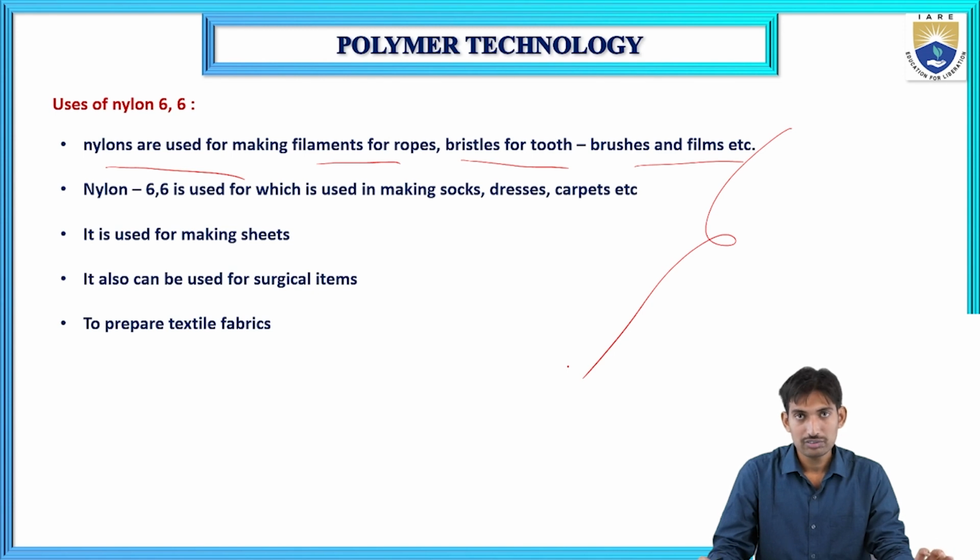In this video, we have seen the preparation, applications, and properties of polyvinyl chloride. Next, nylon 6,6 is another example of thermoplastics. We have seen its preparation, properties, and uses in this video.